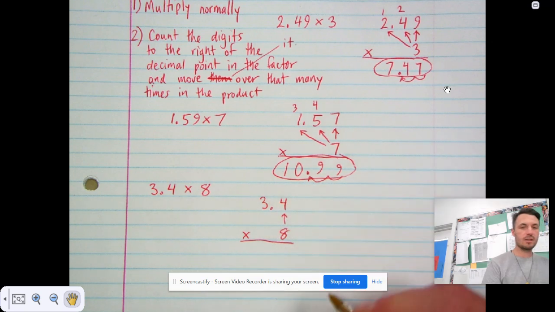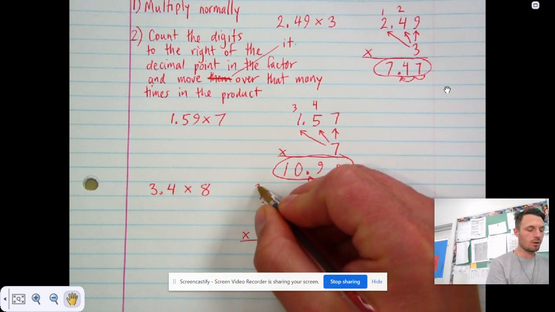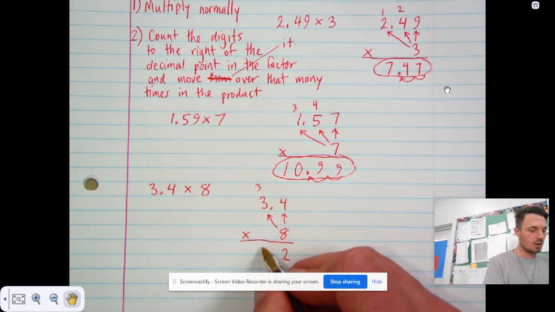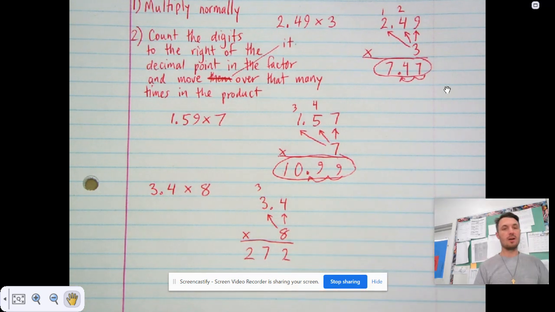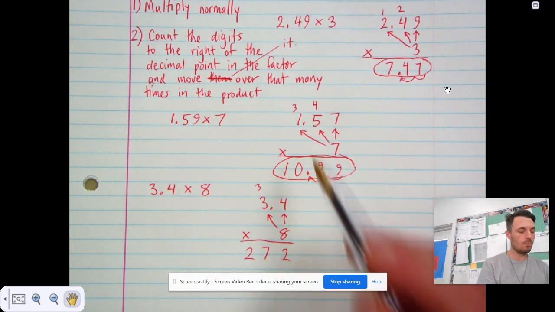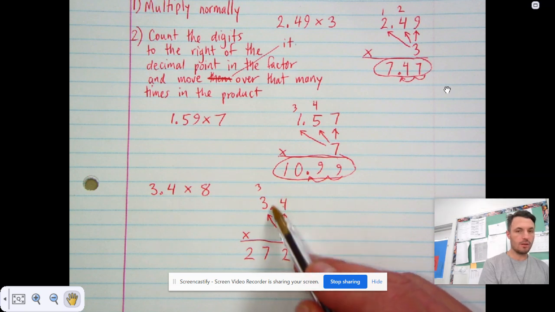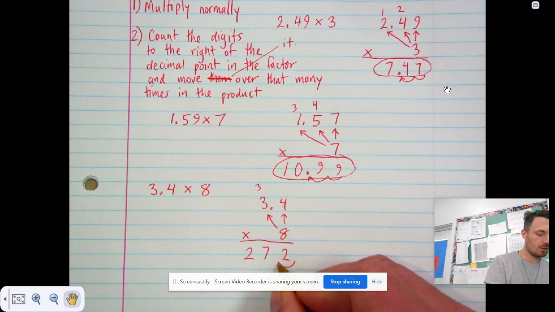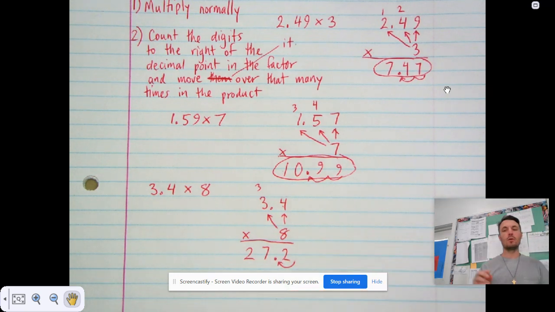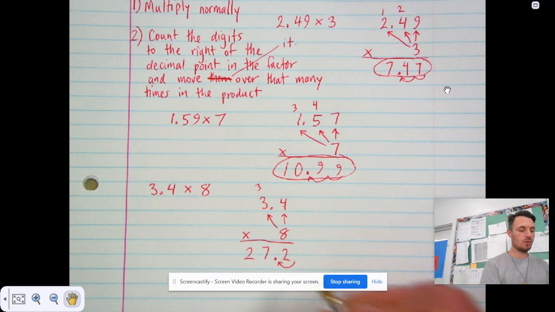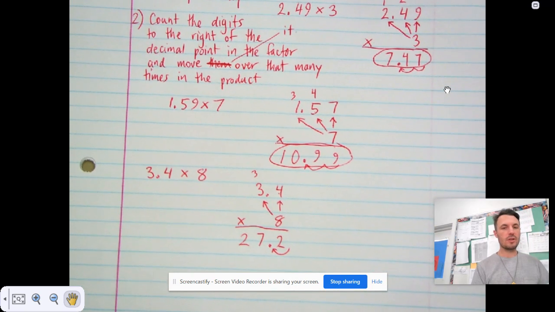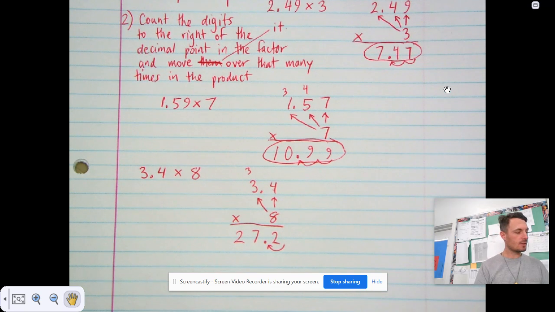8 times 4 is 32. We put our 2 here, carry our 3. Then 8 times 3 is 24, plus 3 is 27. Now we count the digits to the right of the decimal point in the factor. 1, there's only 1, and then move it over that many times in the product. 1. And when we move it over, it goes from the right to the left. So it starts here and goes this way. Okay? So that's 27 and 2 tenths.